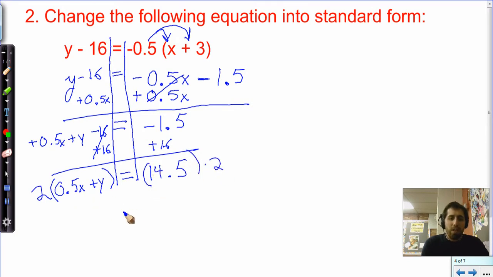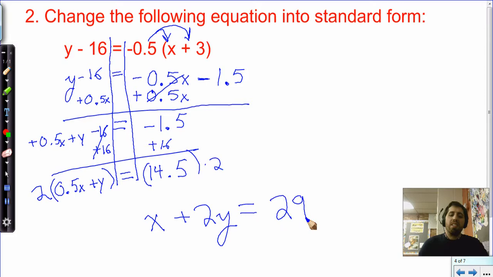And what are we going to get? 2 times 1/2 is just x. So we just have 1x. We also have to multiply the y by 2. x plus 2y equals 14.5. If you double 14, you get 28. If you double 1/2, you get 1. So 28 plus 1 is 29.